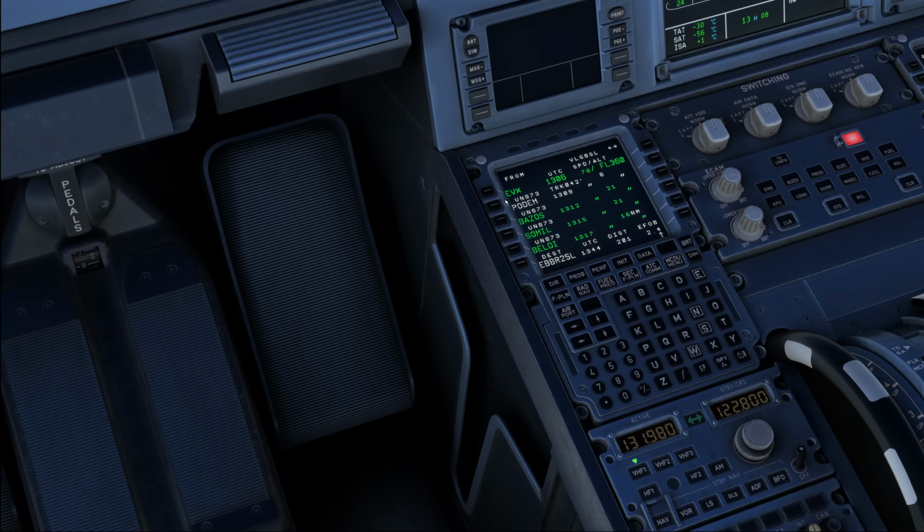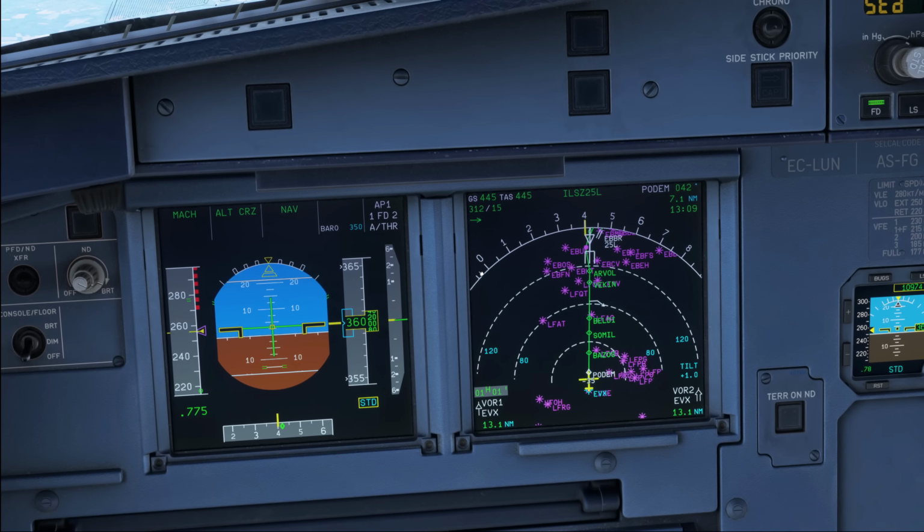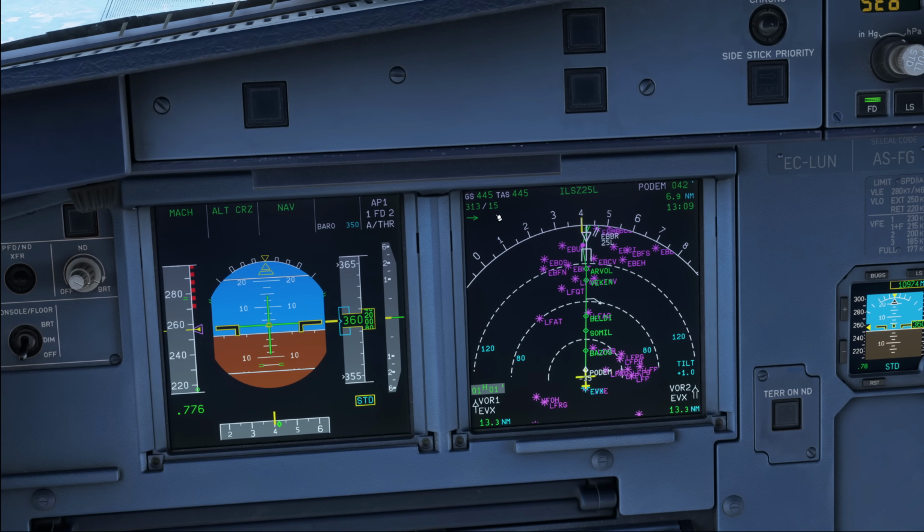So, just to show you, our next waypoint here is Podem. If we go into the wind data over here for flight level 360, where we are cruising, you're looking at something like 314 at 15 knots. And if you look at that, that's exactly what we have. So our wind information is certainly good the way it is right now.